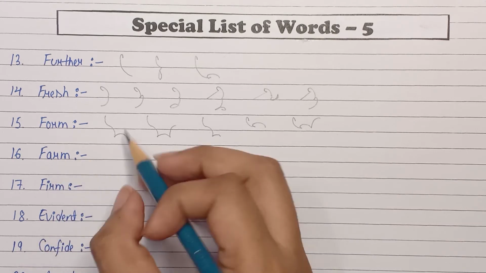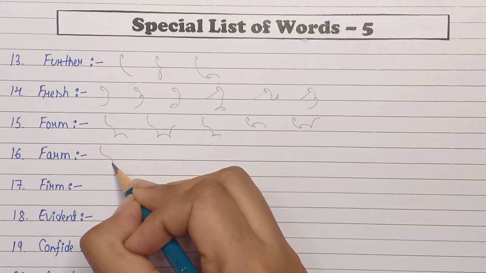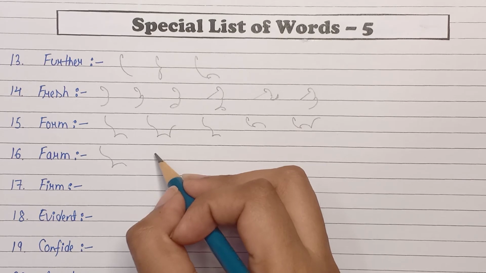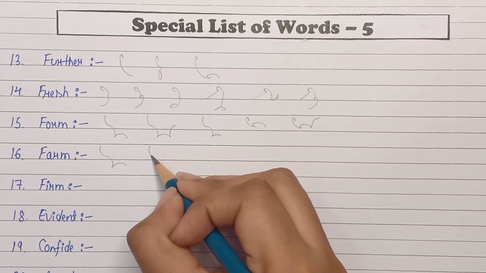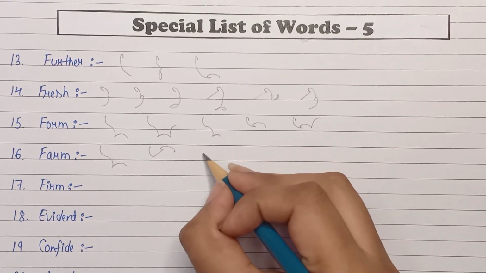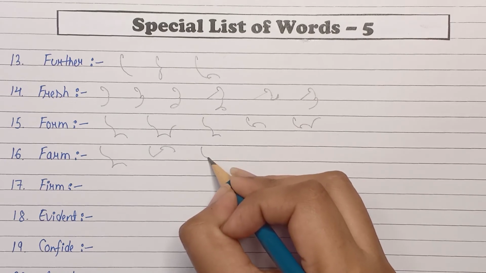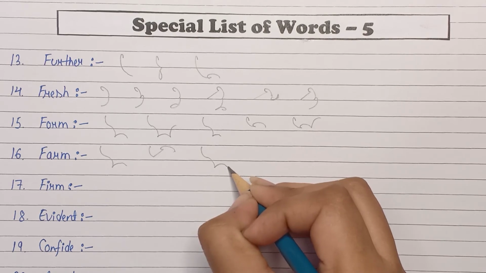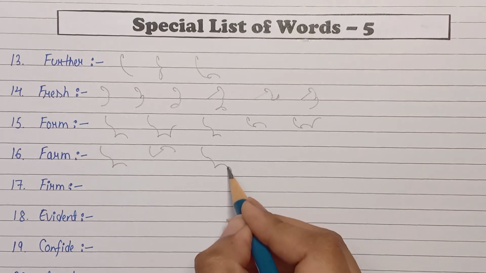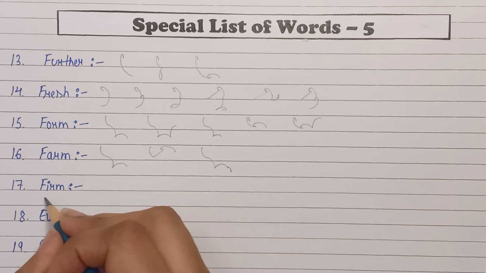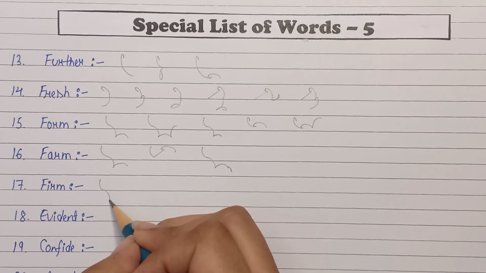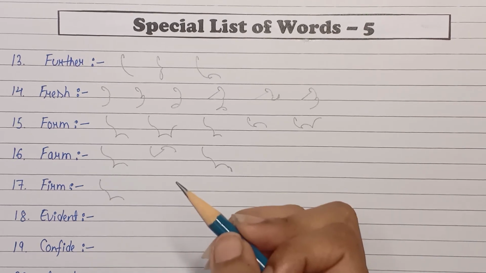Next is farm. FRM, farm. And next is farmer. FRNMR, farmer. FRM, farm. And yard, ye dark form hai RD ki. Farm, yard. Next is firm. F R M, firm.